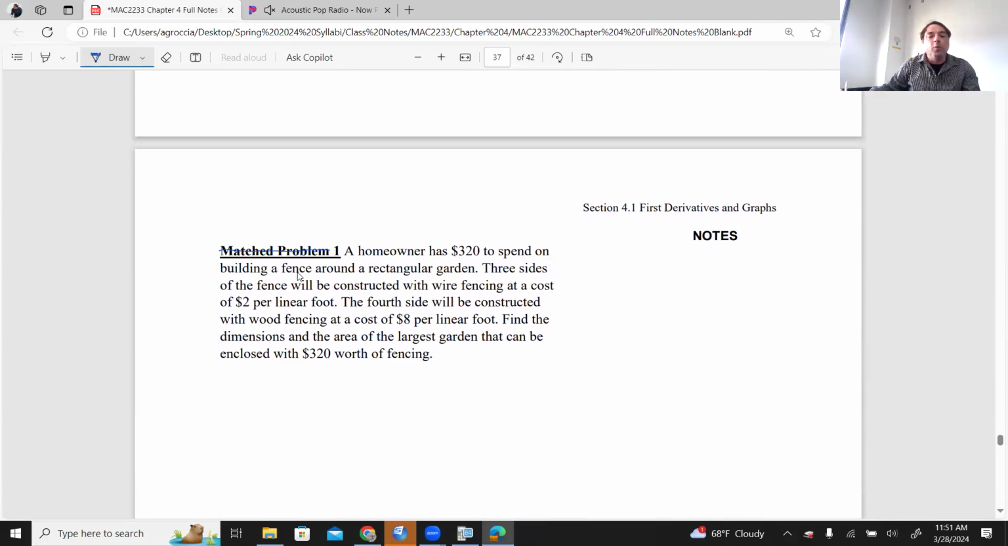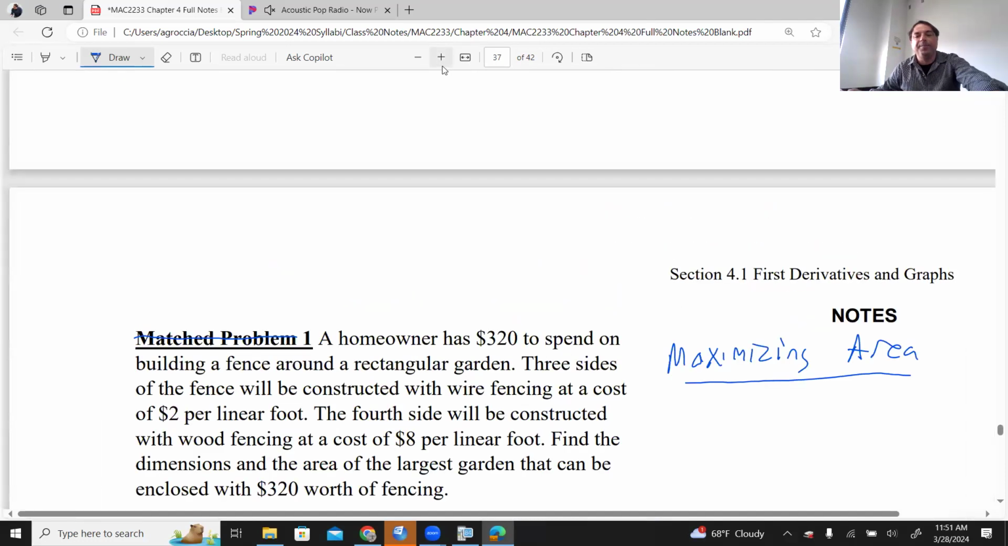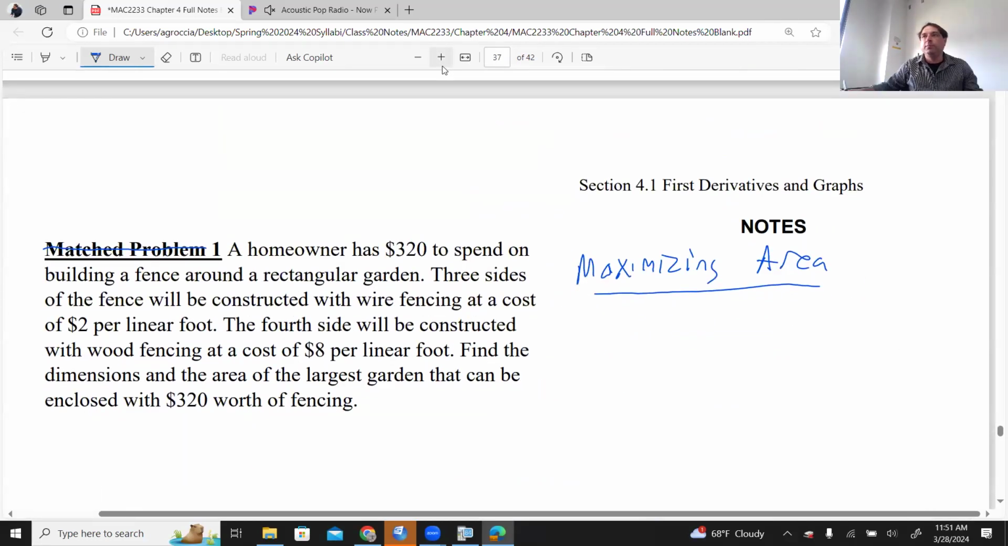So to be clear, what are we doing? We are maximizing area. And we know just from math, right, that area equals x times y. Everybody good so far? But here's the problem.